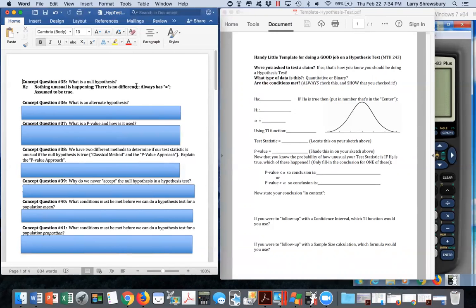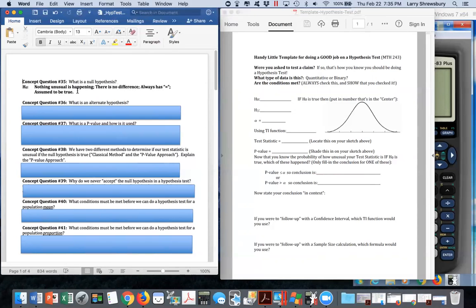Or perhaps in manufacturing, there's something that's supposed to be happening. Well, then nothing unusual is happening, and everything's running like it's supposed to. That's the basic idea. Now, if there's no difference, then that means they're equal. So we always put the equal sign in the null hypothesis. It's very helpful to remember that, because you just automatically know you always put an equal sign in there. Also important, remember, this is the one that's assumed to be true. It gets the benefit of the doubt.